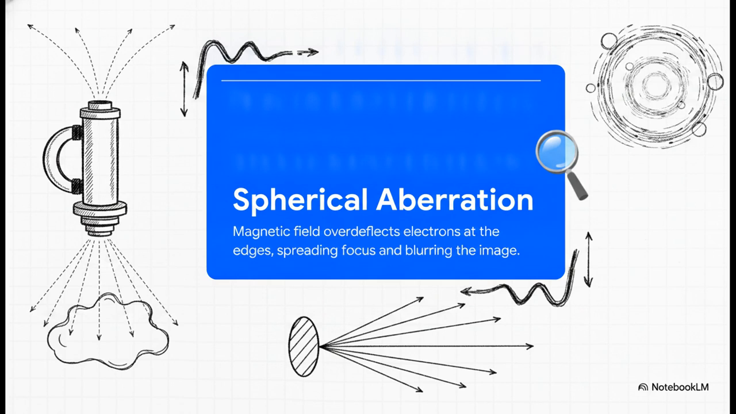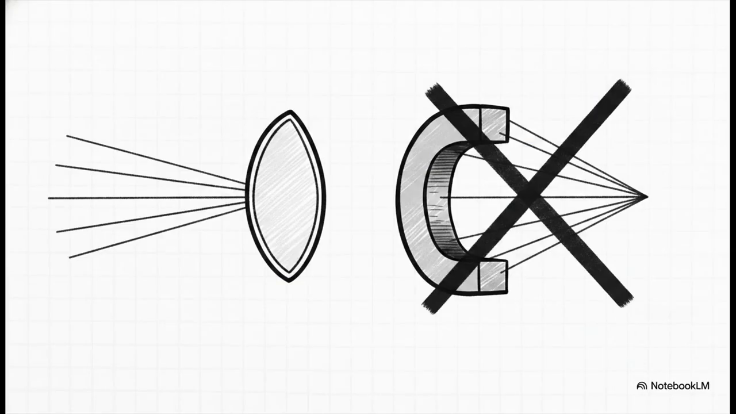It turns everything into a frustrating, blurry mess. Now, with normal glass lenses, like the ones in your camera or your glasses, you can fix this pretty easily by just adding a reverse, diverging lens to cancel out the blur. But Scherzer's theorem proved this is mathematically impossible to do with magnets.